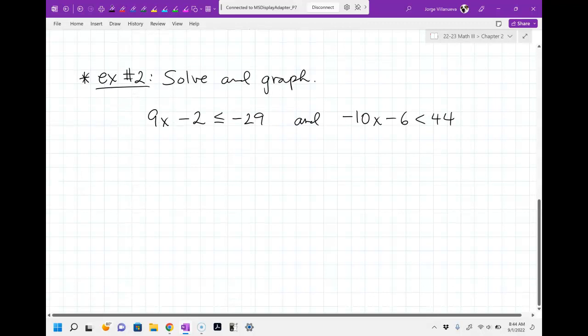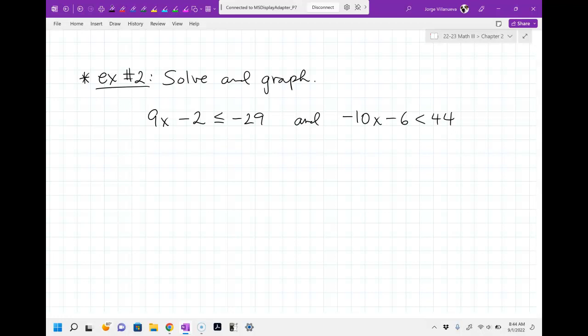So again, notice this one obviously says the word and, right? It's not being hidden in the work. It's there, okay? So what I have to do is start solving for my variables. So let me start with the left side. I'm going to add 2. When I add 2, I get 9x less than or equal to negative 27. And then my last job is to divide by 9.